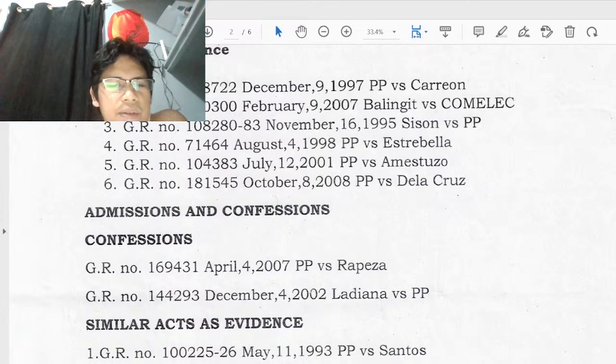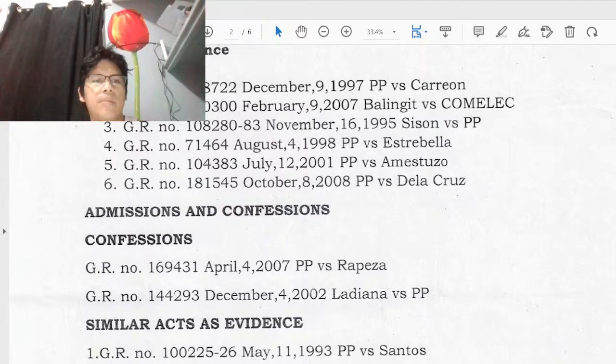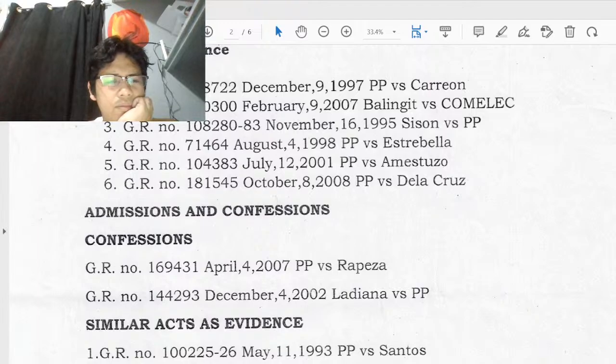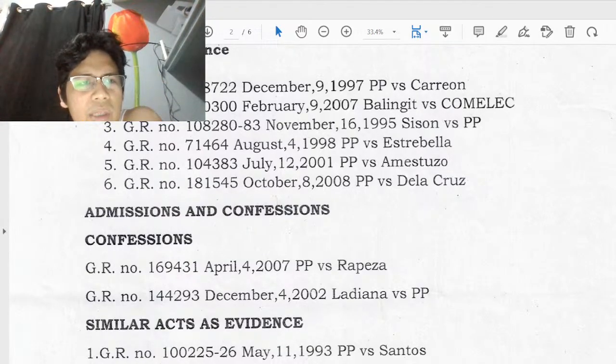Because I said, witnesses for the prosecution narrated that corpus delicti, the body of the crime. Corpus delicti is not just the dead body. It is the material evidence that is needed to sustain a conviction, showing that a crime has been committed.